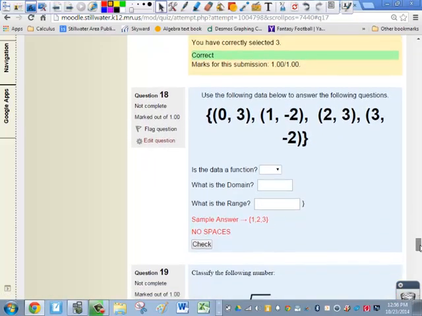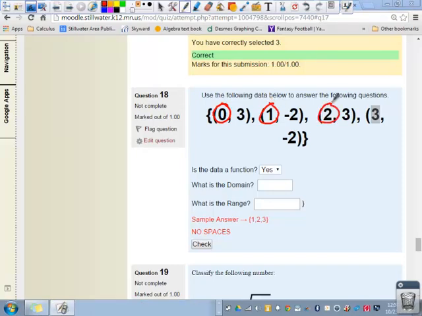Moving on. Okay, use the following data below to answer the following questions. I got this data right here. We want to know is that the function? This is what I look for first: are all the x's different? I got 0, 1, 2, and 3. They are. Now we know it is a function, so check that off your list. If they are all different, it's a function. What is the domain? Well, the domain is all the x values. Let's use color coding for this. This is your domain right there.